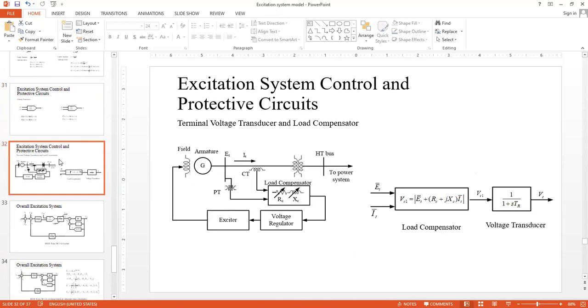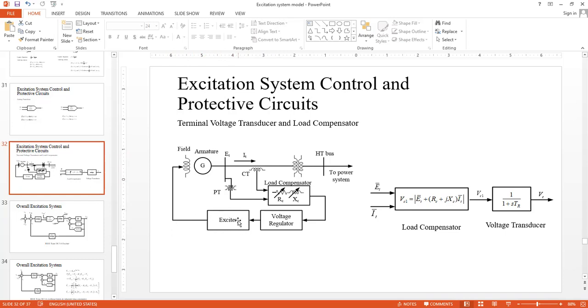So besides that protective circuit, we can also have another block. We have already discussed this part before, but let's continue with the diagram we have here. So the blocks are shown here. This is again the exciter and the main generator block, that is the synchronous generator block, the field of which is controlled by the exciter over here.